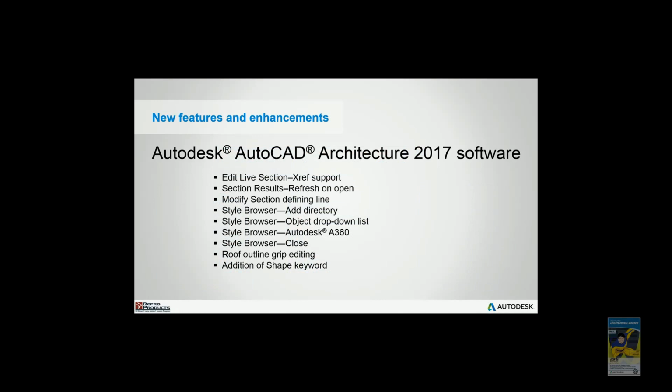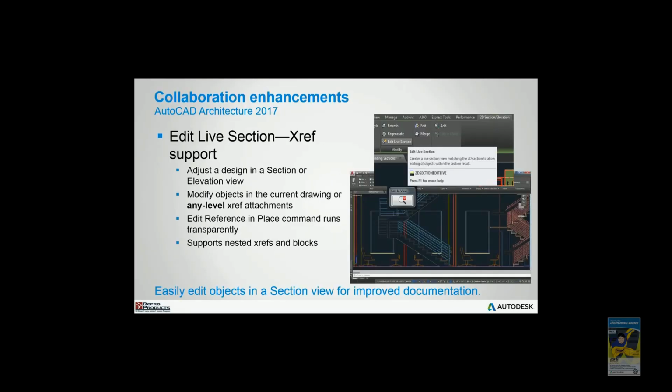So let's jump into all the new features and enhancements in Autodesk AutoCAD Architecture 2017. We can get into different features such as live sectioning XREF support. In other words, when we're working with AutoCAD Architecture and you have a section that has been generated from an AEC annotation object, when you select the actual section, you can use Edit Live Section and just modify that section at will. Everything will stay linked, everything will update accordingly, and even nested XREFs as well. So the reference in place X-referencing command functions transparently, if you will.